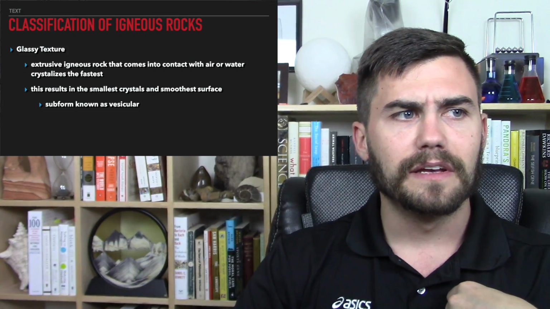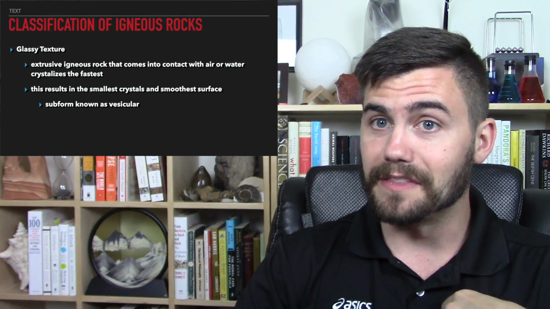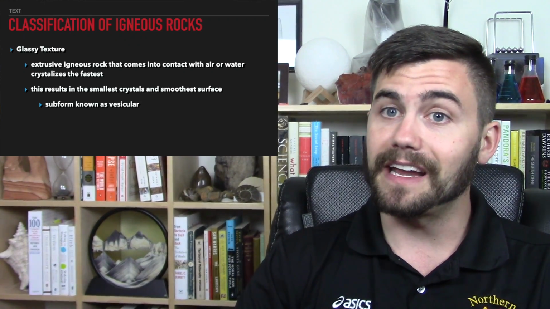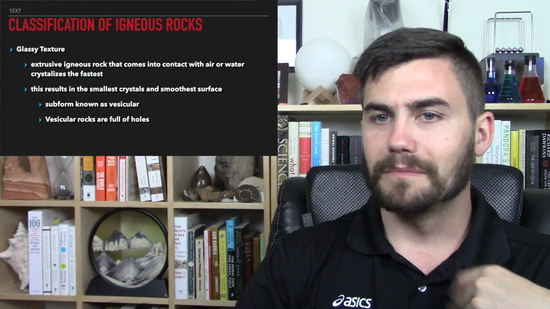And some glassy textures actually get full of holes and they produce bubbles. We call that vesicular. But there are also fine-grained igneous rocks that are vesicular as well. They're full of holes, as it says there.